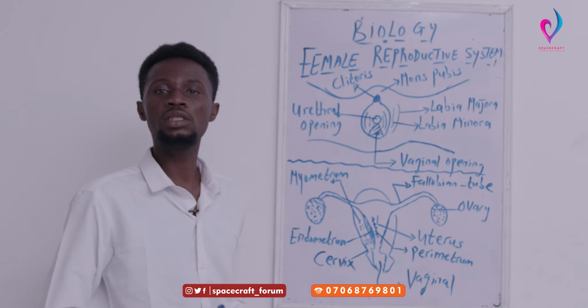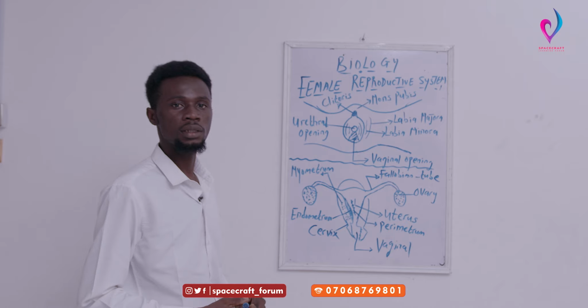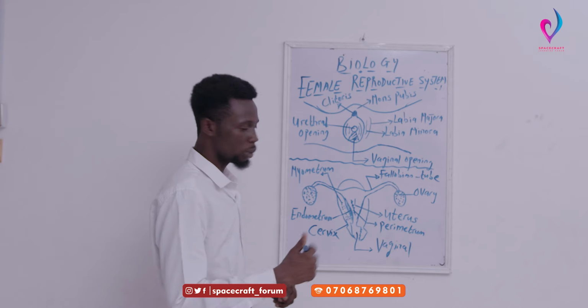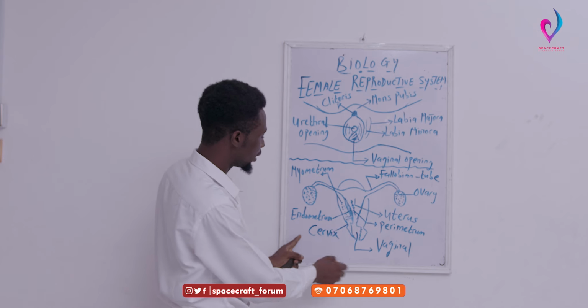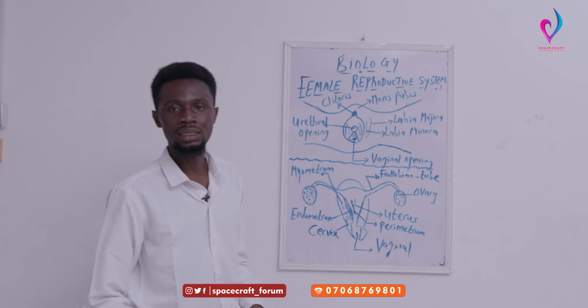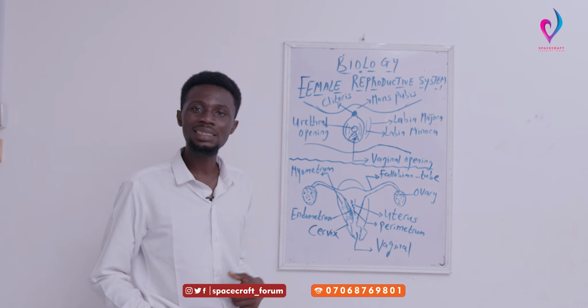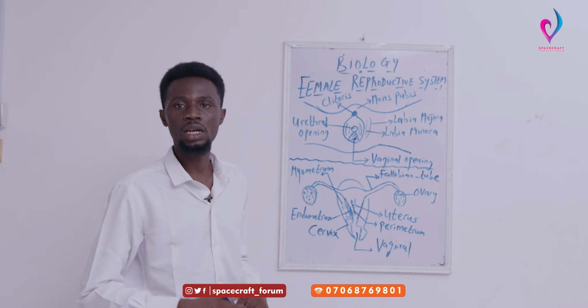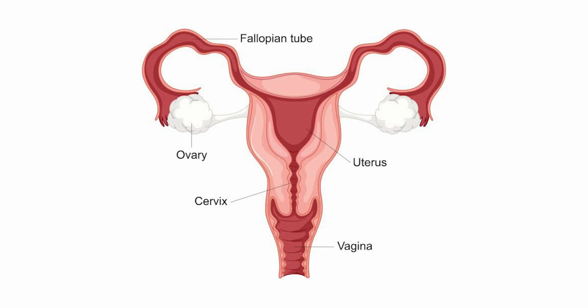Let's talk about the internal reproductive part of a female. The internal reproductive part of a female begins with the vagina, which I said the pH is acidic. Closer to the vagina, there's a particular structure known as the cervix. The cervix is the neck of the uterus. It is the cervix that connects the uterus, also known as the womb, to the vagina. The uterus is also connected to a tube known as the fallopian tube, also called the oviduct.